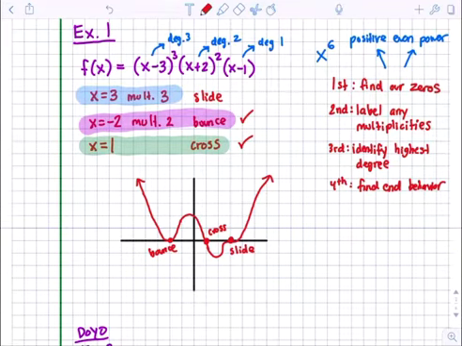Alright, so that's the first example on how you guys are going to sketch your polynomials. Alright, good. So there's example 2. Or sorry, that's example 1. Now let's do another example for example 2.